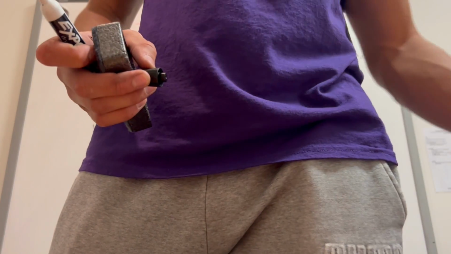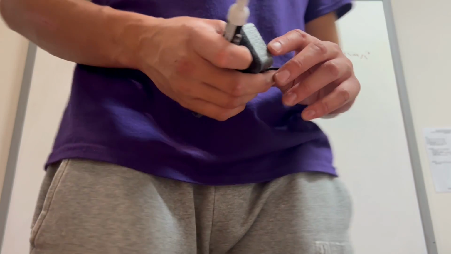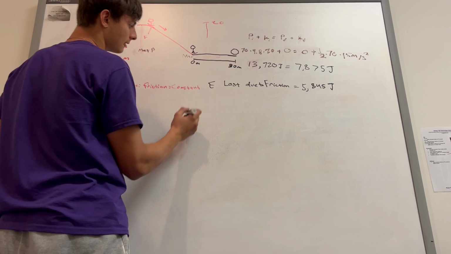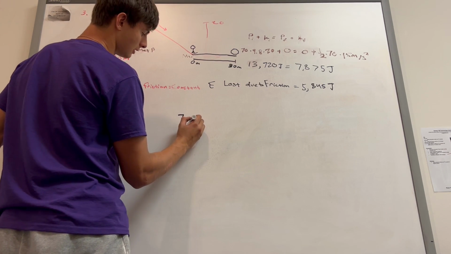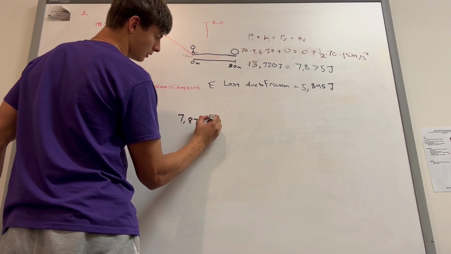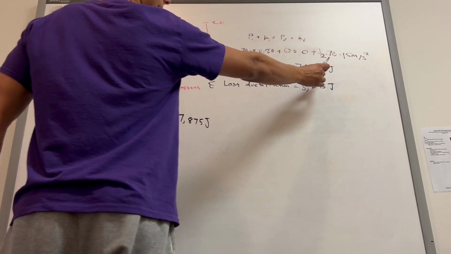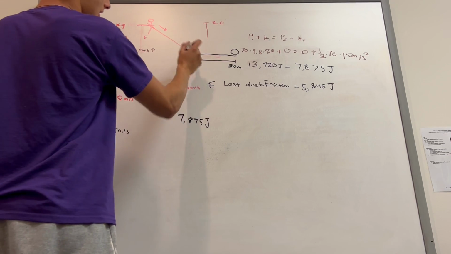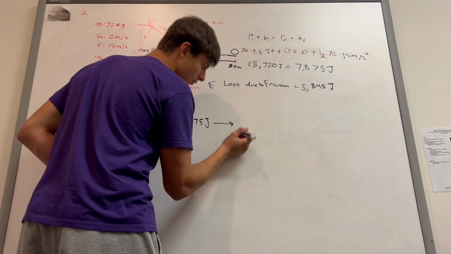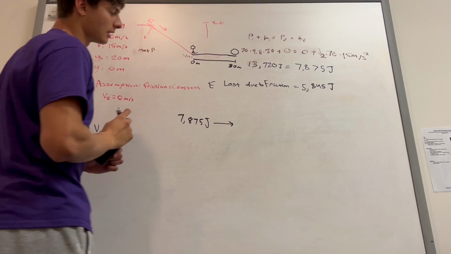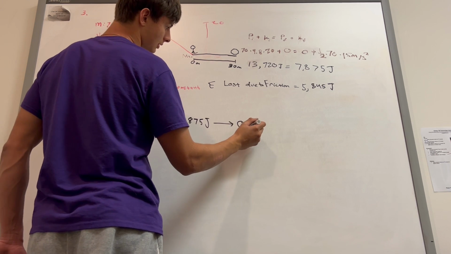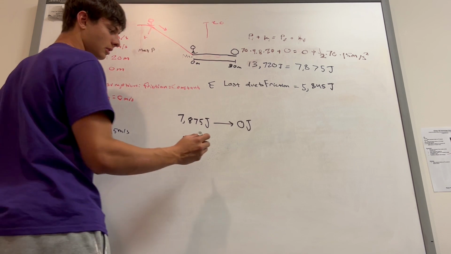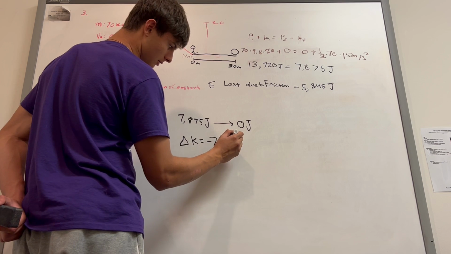So how I tackled this problem was by saying that right here, they've got 7,875 joules of kinetic energy. So we found that his initial kinetic energy is equal to that much. And then he goes to a completely stopping point. So he's not moving, he has no kinetic energy. So we're going to 0 joules. Therefore, the change in kinetic energy is equal to negative 7,875.